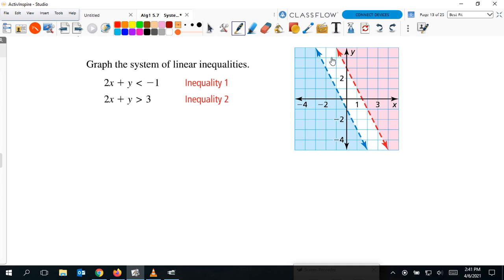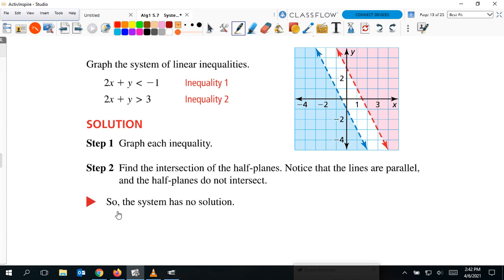Now you notice these two lines have the same slope, so they are parallel lines. And what you notice here is there's no overlapping region. There's no purple part. So if there's no purple part in this situation, you can see what they're going to say, probably figured out, there has no solution. The system has no solution when there's no overlapping part.